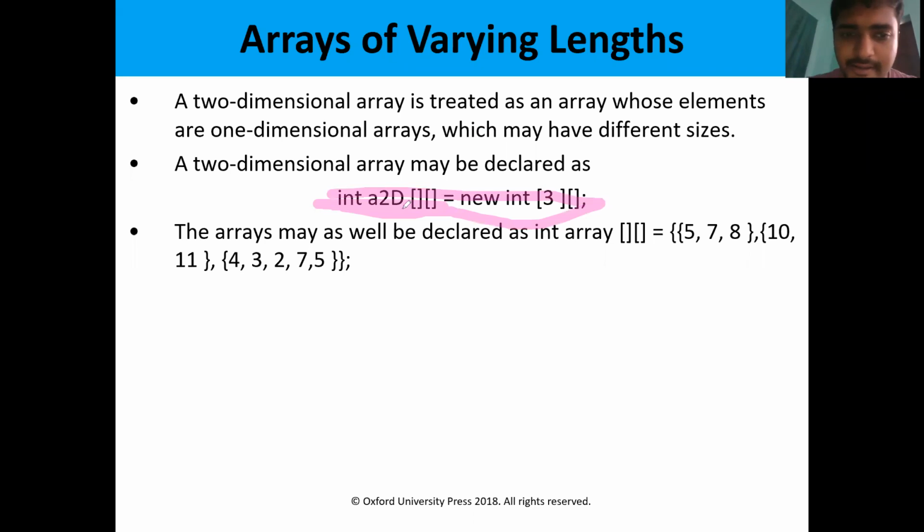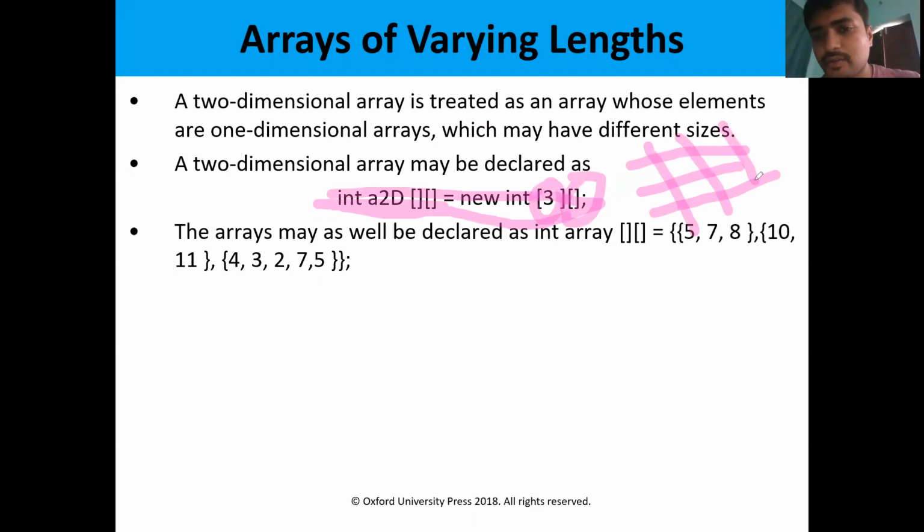So he's going to declare an array A2D, a two-dimensional array, and he's going to assign some sizes. That means he's declaring the row value, but he's not giving the column value. He's saying that the array has 3 rows, but he's not defining the column values. The column values will be given by the user.